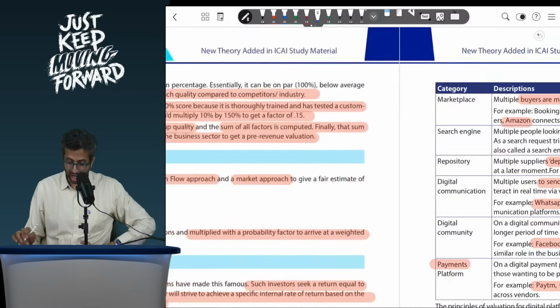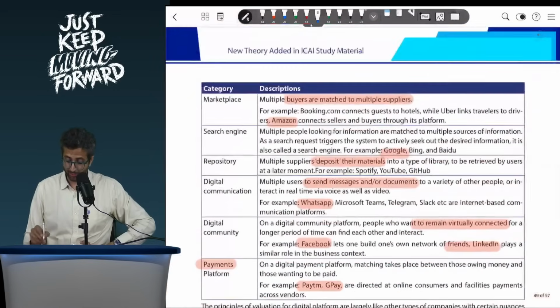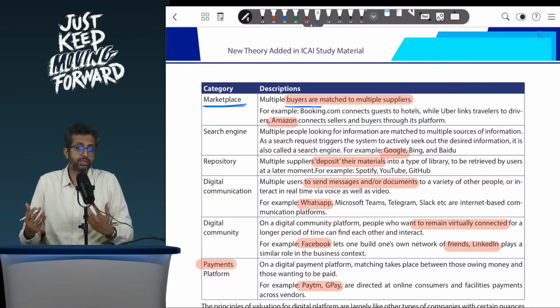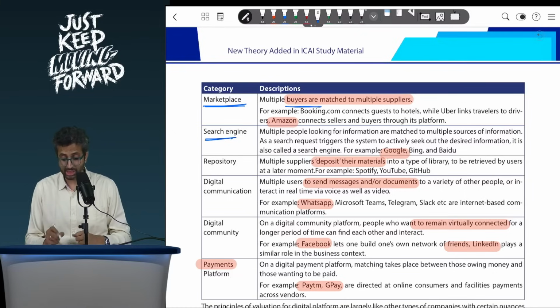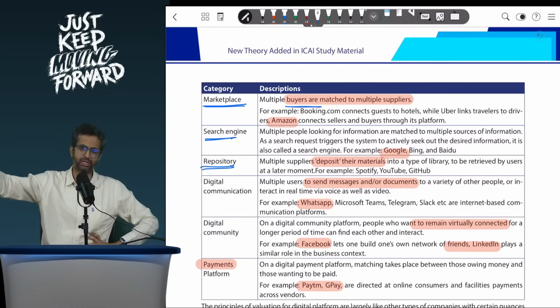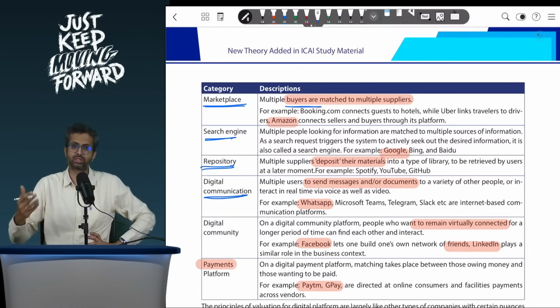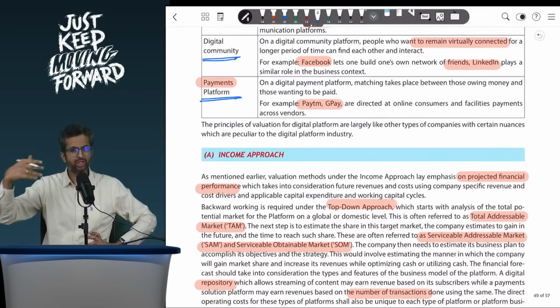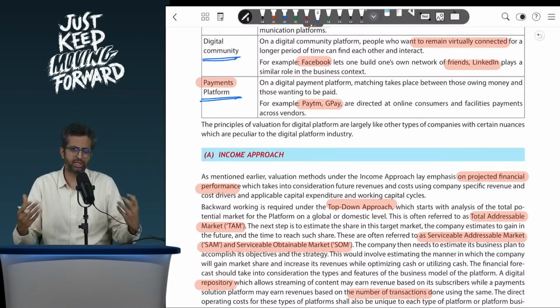So over here, what are, first of all, digital platforms? Digital platforms may be marketplaces, someone like Amazon or booking.com can be a marketplace where the valuation base may be the number of buyers, for example, or the users. Search engine, someone like Google, can be an example of a search engine. A repository where people submit or host their data, someone like Spotify, YouTube, etc. can be a repository. Digital communication base, someone like WhatsApp, for example. A digital community like Facebook or LinkedIn, for example. Or a payments platform like Razorpay, GPay, etc. So these are what you mean by digital platforms in various ways.